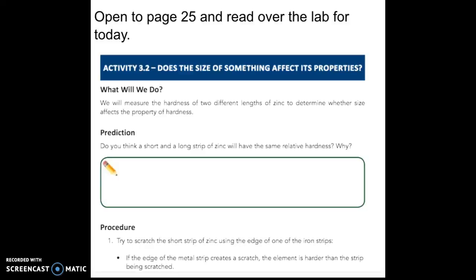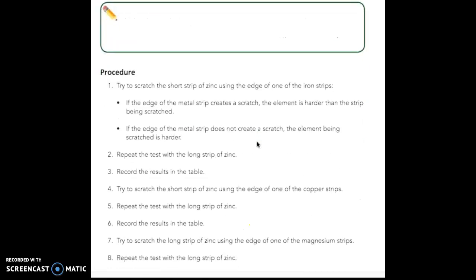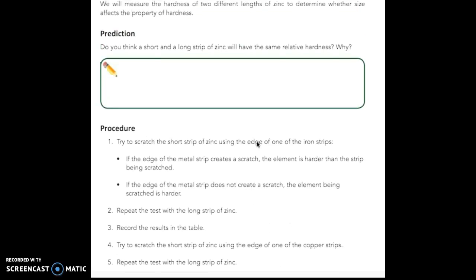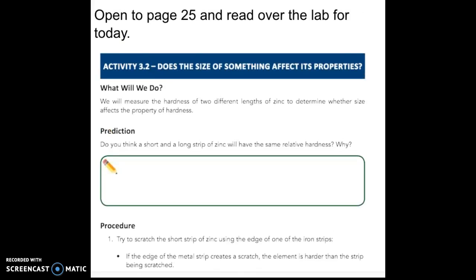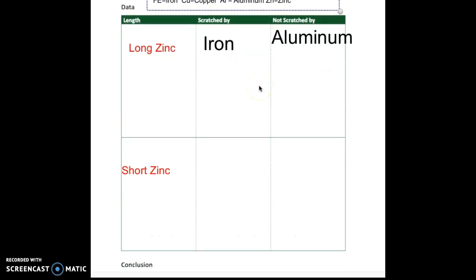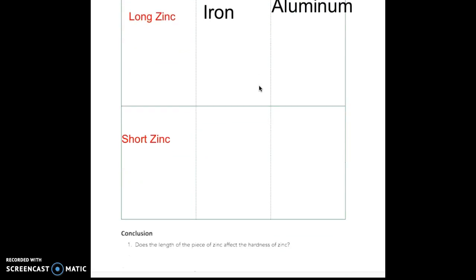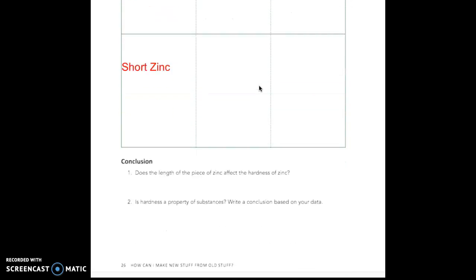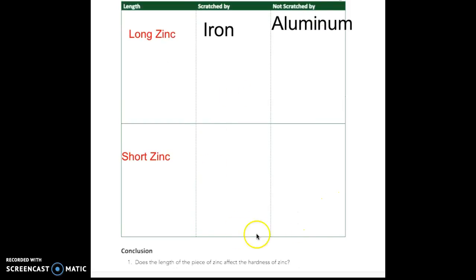I just want to quickly explain your assignment related to the lab yesterday. Yesterday you did this lab where you compared the strips of zinc, and your focus should have been on seeing if there was a difference in hardness, whether you had a short or a long strip of zinc. Hopefully you found good data, and it should be filled in here. If you didn't get data for any reason, you could copy from a group member or your table partner and have them explain their data to you. But hopefully everybody got good data here.